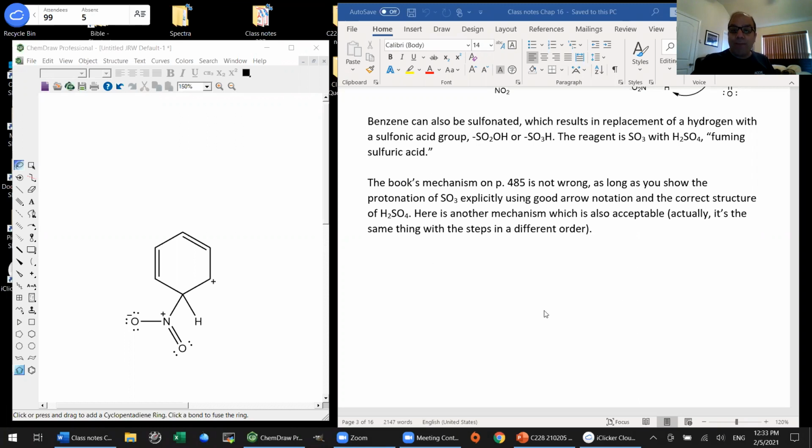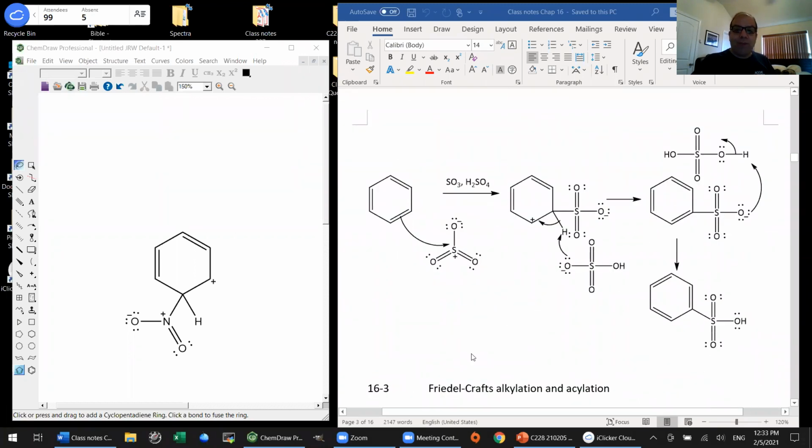But the book's mechanism is right. Here's another one that I think is also right, and I would bet you anything both actually happen. So I don't care whether you use this mechanism or the one in the book. I think they're equally acceptable. So another way to show the same thing, here is your SO3, by the way. That's usually the best way to draw it, I think. Again, we're going to get 2 pi electrons from the benzene ring.